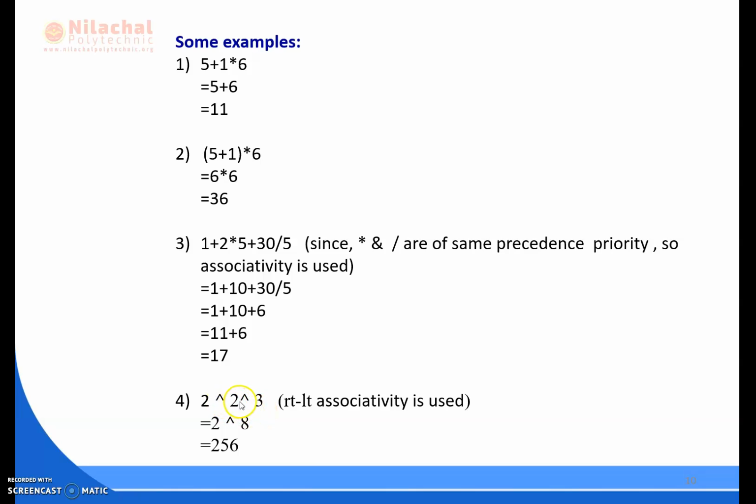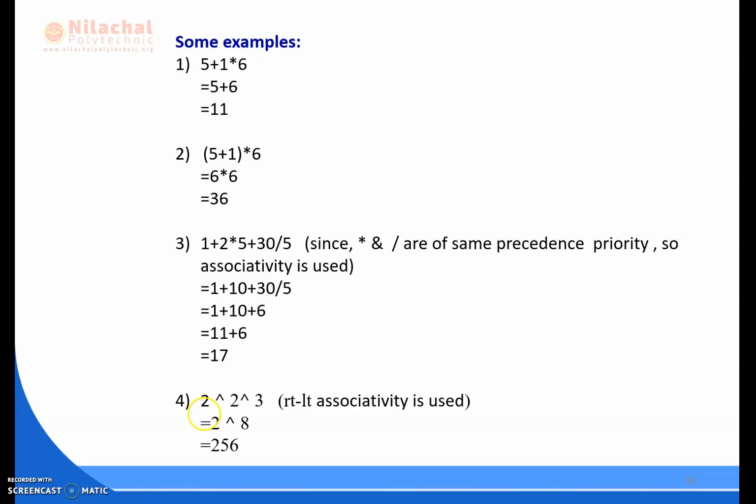Okay, here is another example where there is 2 power 2 power 3. So there are two power signs. If the same power sign comes two times, it means there is no other operator in the expression so that we can compare the priority. Now which among these two will we solve first? Obviously we will be using the associativity rule.